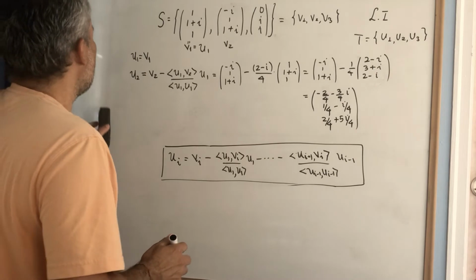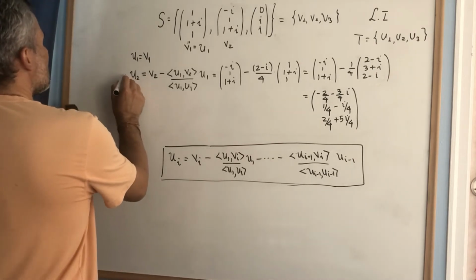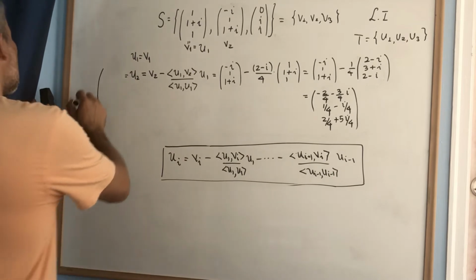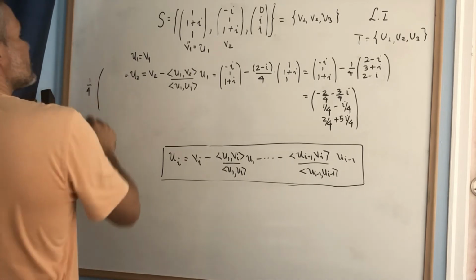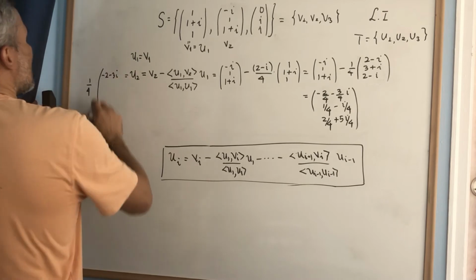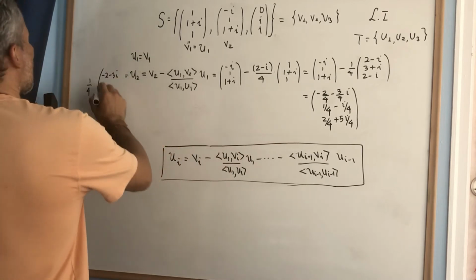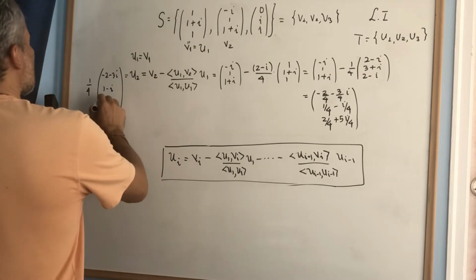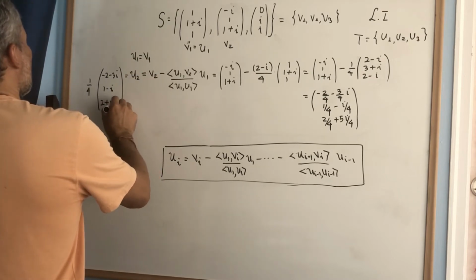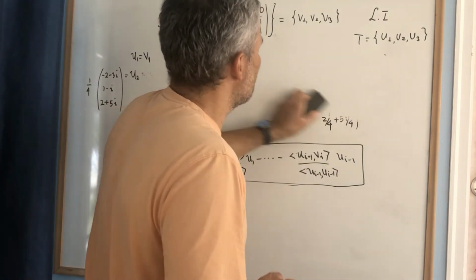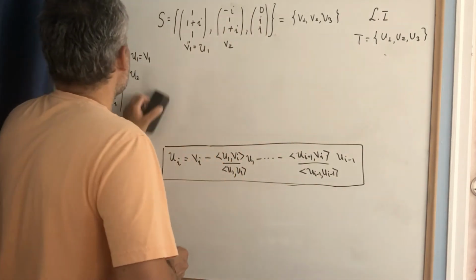Then we have that U2 is equal to, let me write it down here, 1 quarter of negative 2 minus 3I, 1 minus I, and 2 plus 5I. Let's compute now U sub 3.